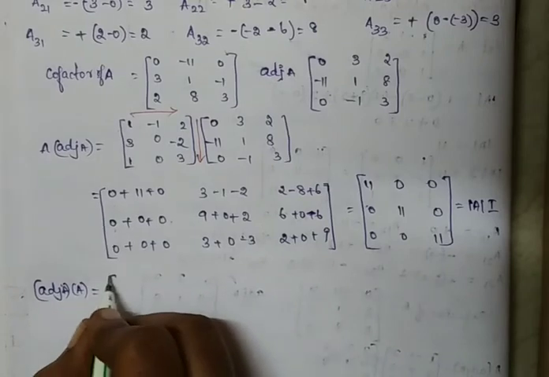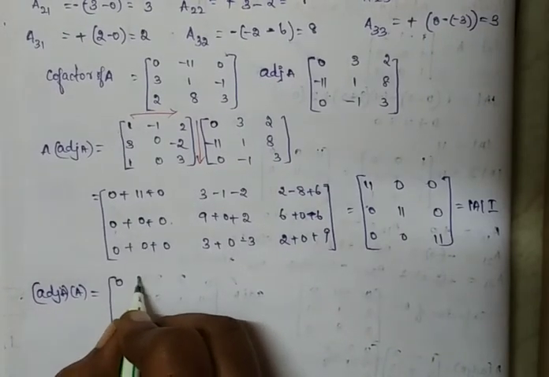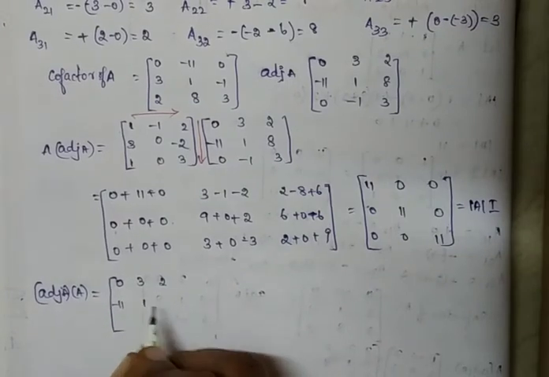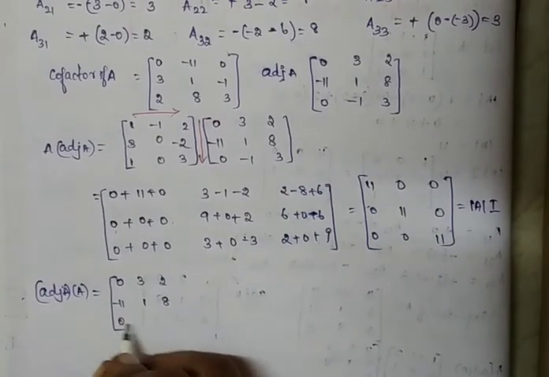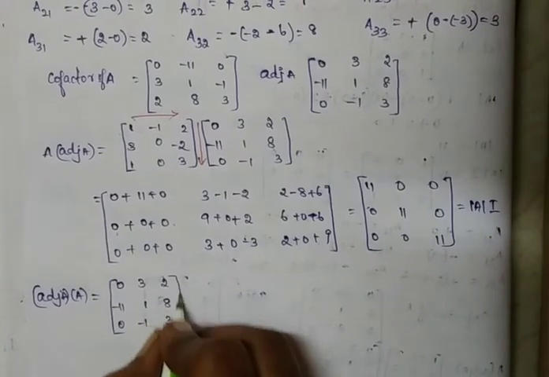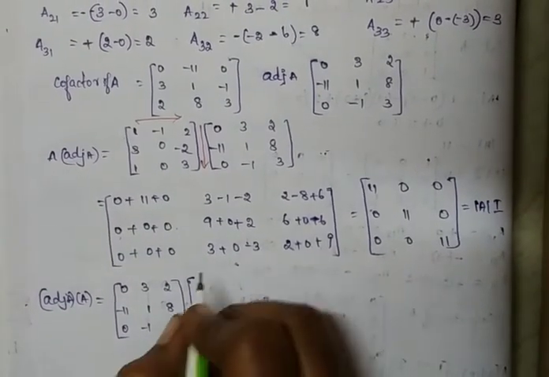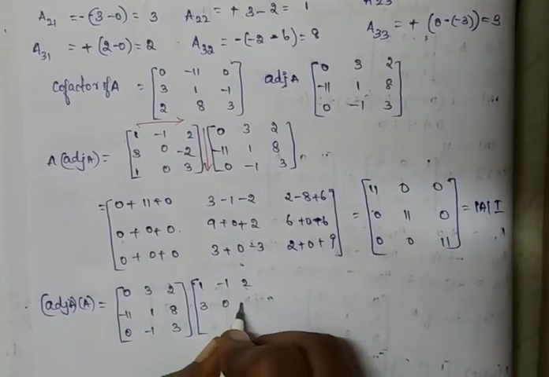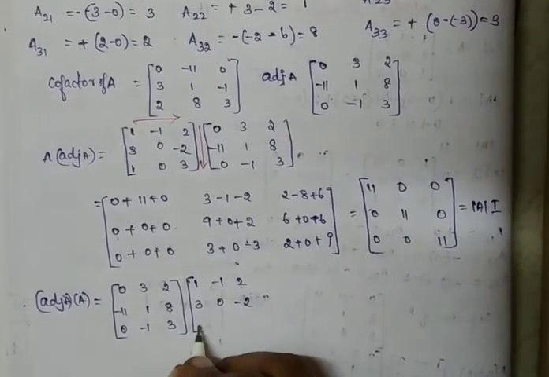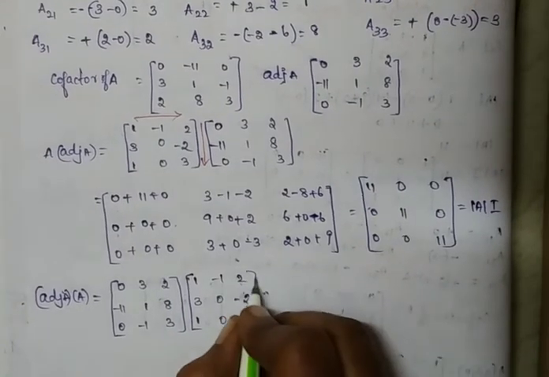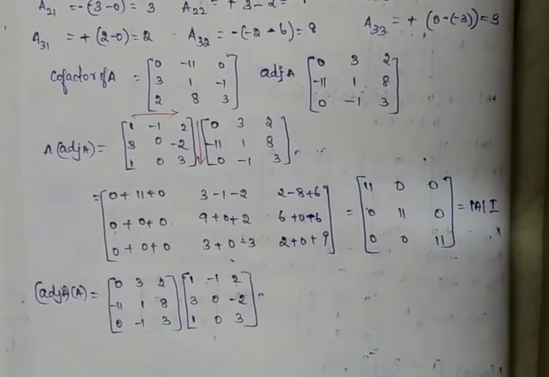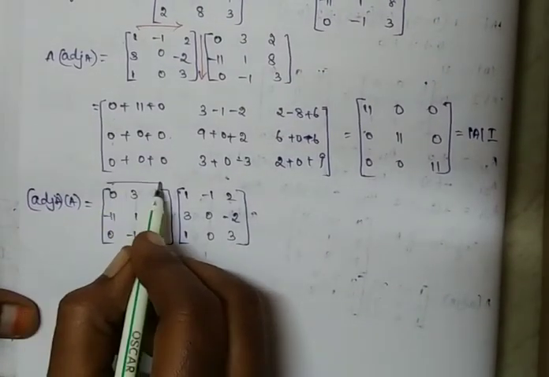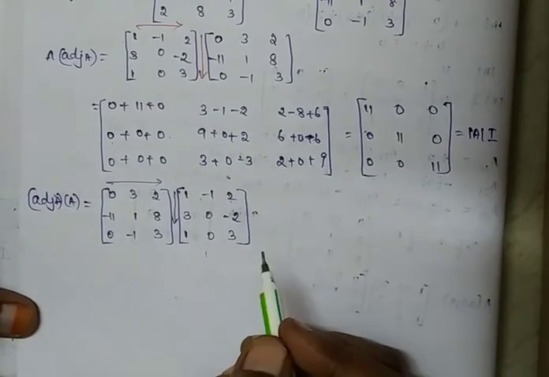So adjoint A is what? 0, 3, 2, minus 11, 1, 8, 0, minus 1, 3. This is adjoint A. Into A, which is 1, minus 1, 2, 3, 0, minus 2, 1, 0, 3. Now same thing, here row wise, here column wise we have to do.